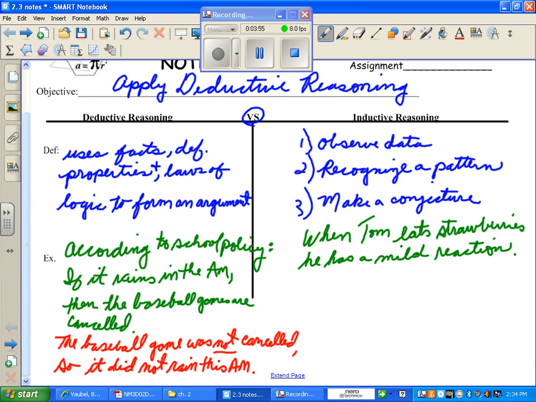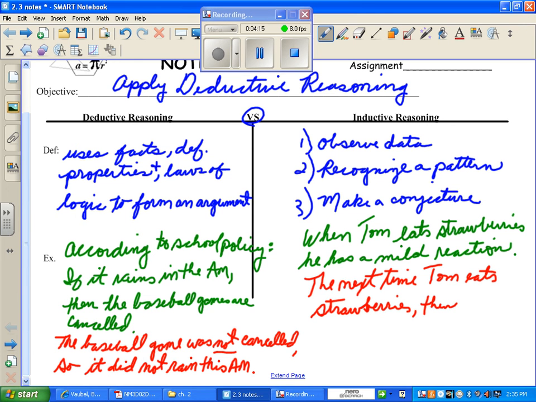Alright, so here we go on our scenario. The next time Tom eats strawberries, then what's about to happen? Then we feel that Tom is going to have a reaction. Then Tom has a reaction.